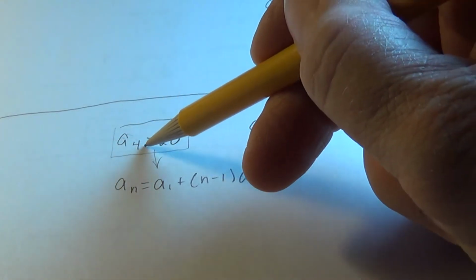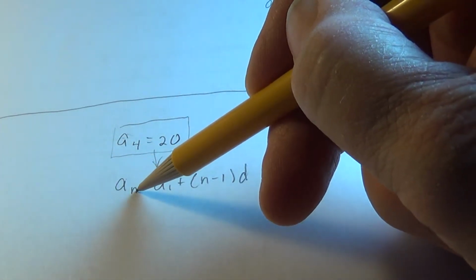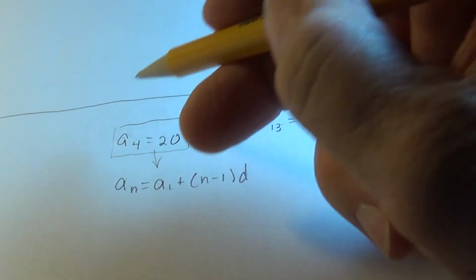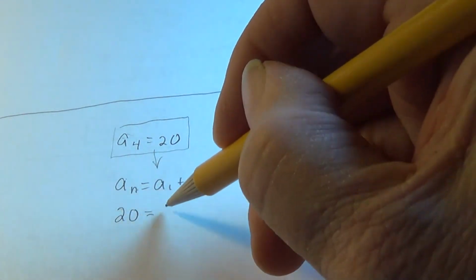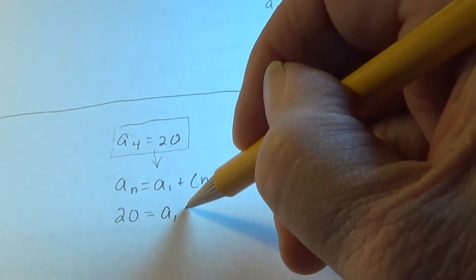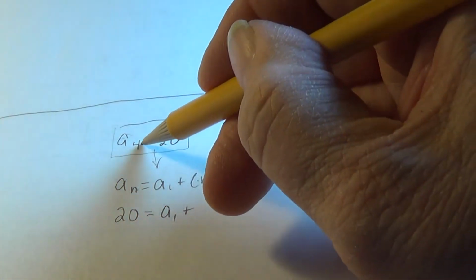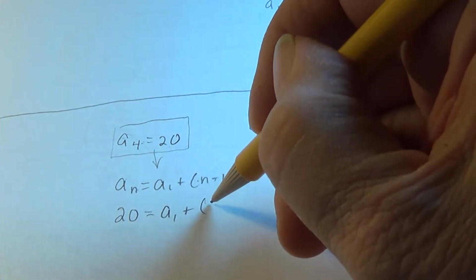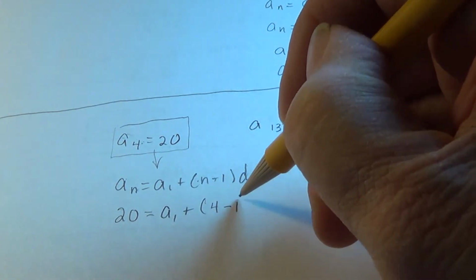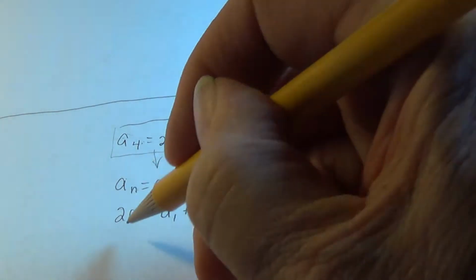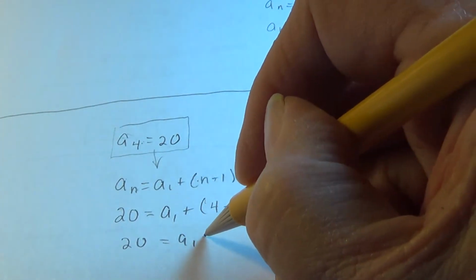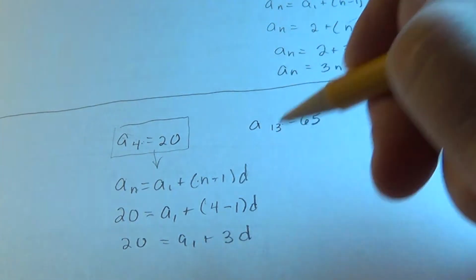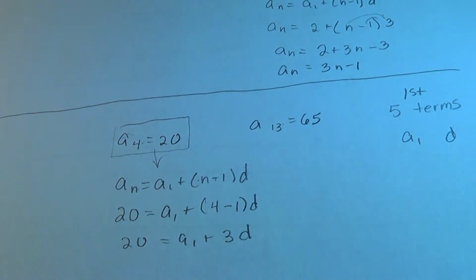So a sub 4, so that means our n is 4, we know it's 20. So a sub 4 is 20. A sub 1 I still don't know. N I do know because this is the n. 4 minus 1, and we don't know the common difference. So we have 20 equals a sub 1 plus 3d. So that's about all we can get out of that.